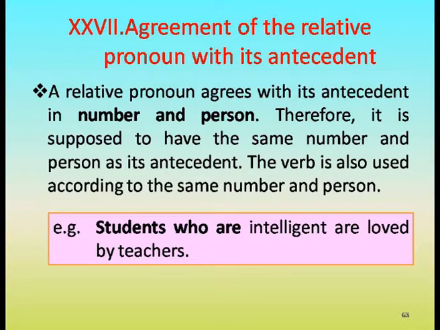Agreement of the relative pronoun with its antecedent. A relative pronoun agrees with its antecedent in number and person. Therefore, it is supposed to have the same number and person as its antecedent. The verb is also used according to the same number and person. Students who are intelligent are loved by teachers.